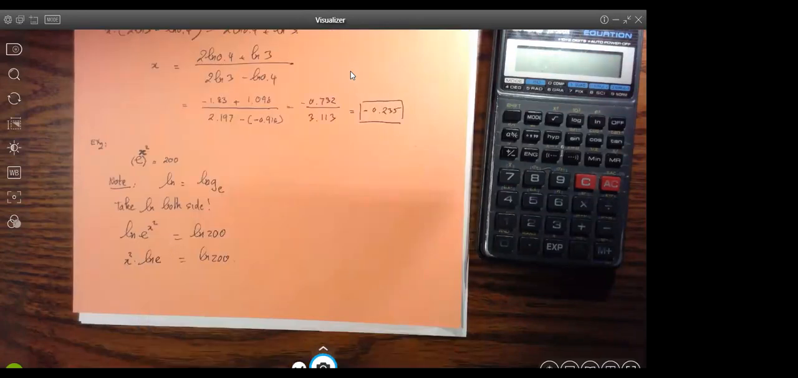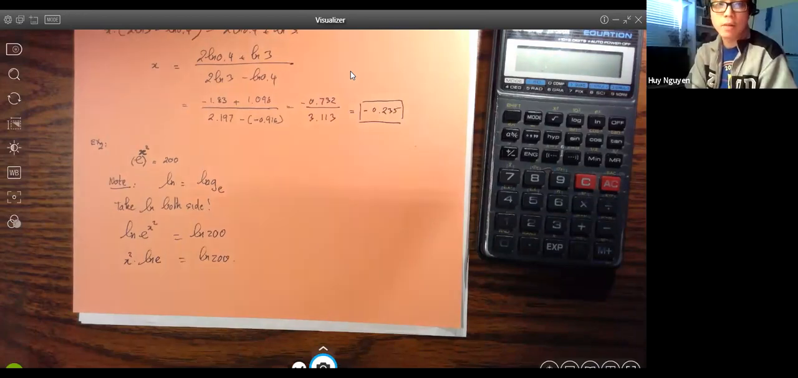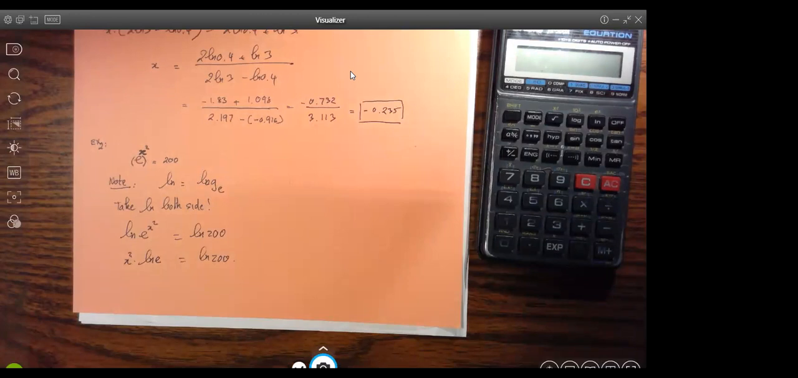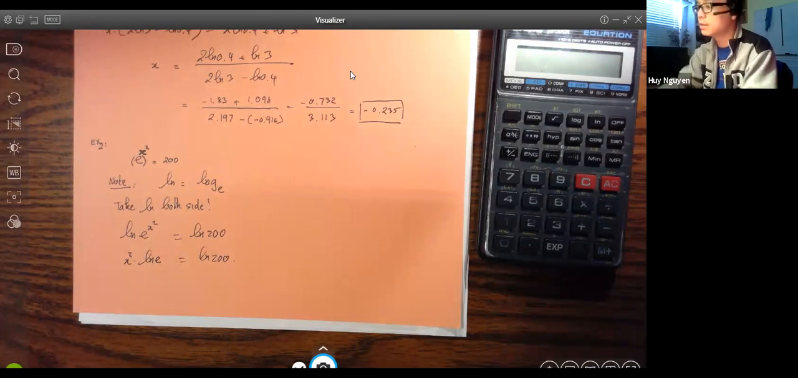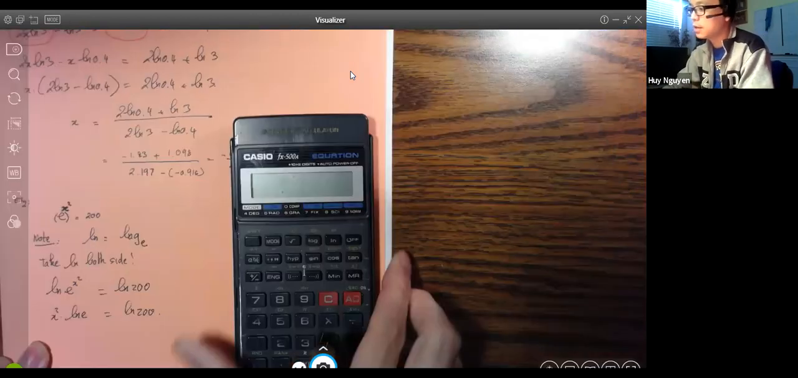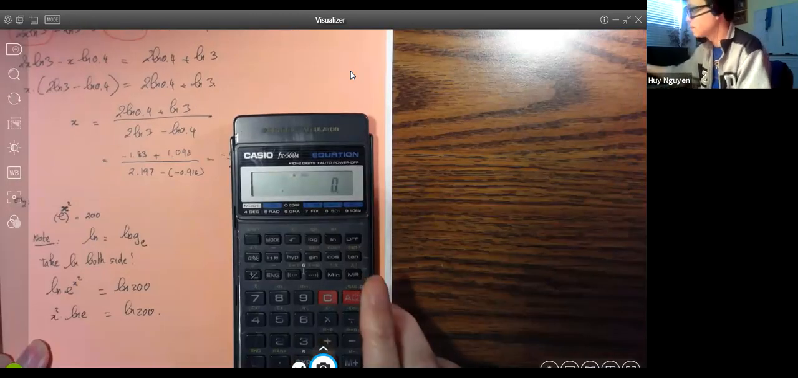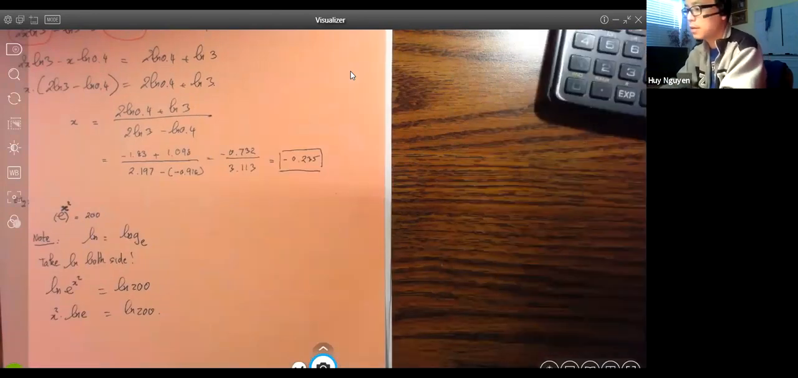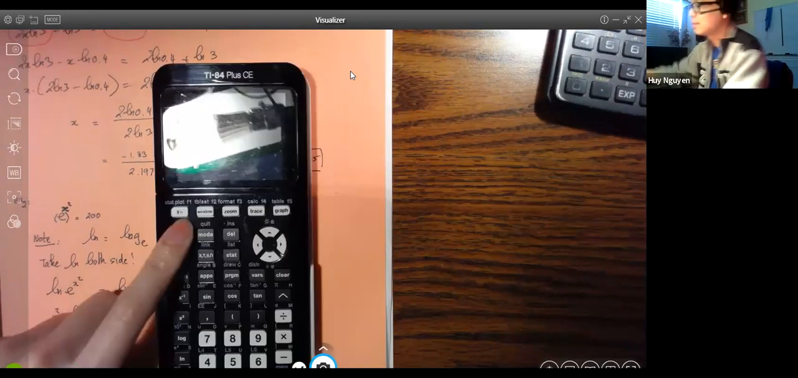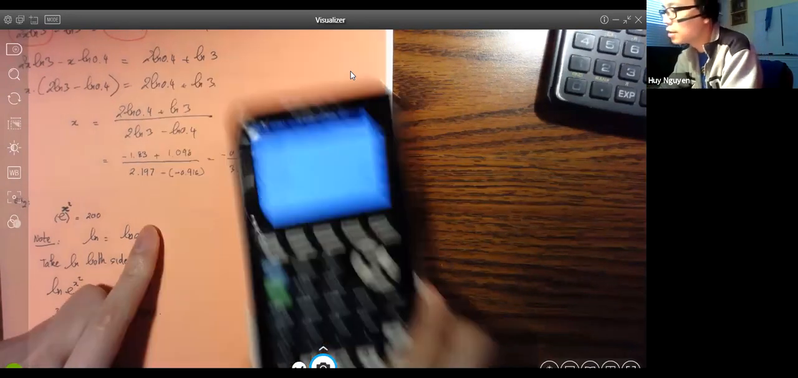Quick question. So log base e and log base 10 are not the same thing, right? No, it's not the same thing. Log base e has base e, log base 10 has base 10. It will give you a different answer. I can show you really quick. Let me use the graphing calculator. It's easier for you to see the difference.